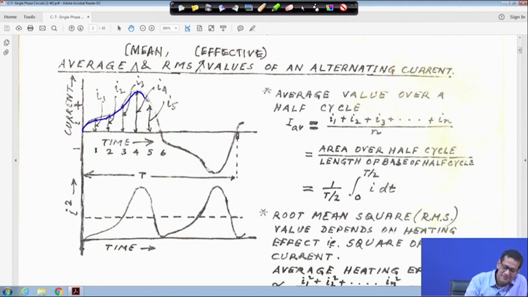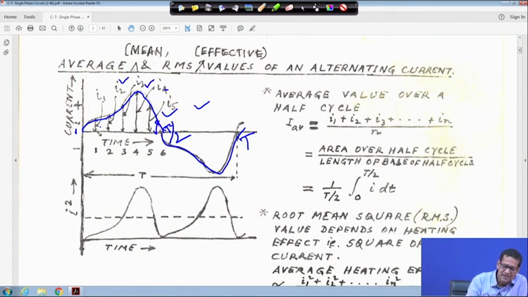If you look at this side and this side, it is symmetrical. This time period is t, say 0 to t, and this point is t by 2. Suppose every point is also a sampling instant. So at this point it is I1, this is I2, this is I3, I4, I5 and so on.